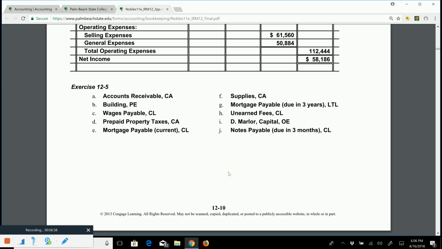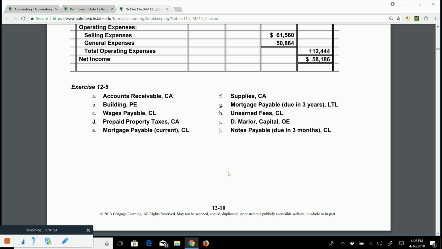And the owner's equity is where we have the owner's capital accounts. So looking at this list given in the exercise, we can see as follows. Accounts receivable. This is typically money that we're going to receive from our customers in the very near future. That would be a current asset. A building has a long-term nature to it. So therefore that would be in the property and equipment category.